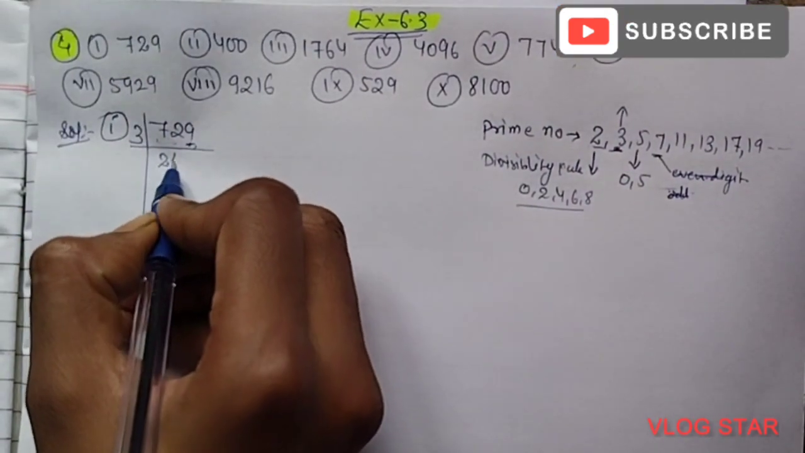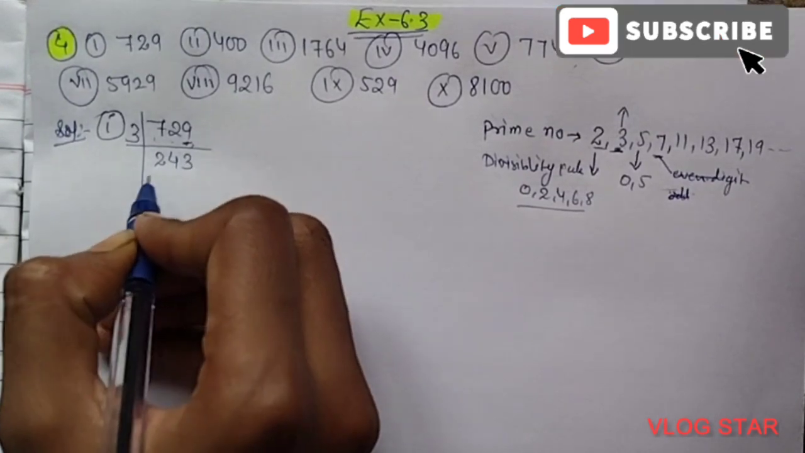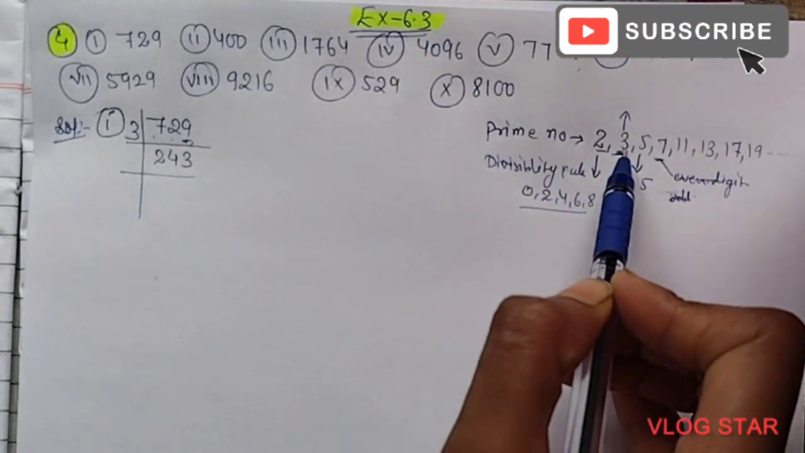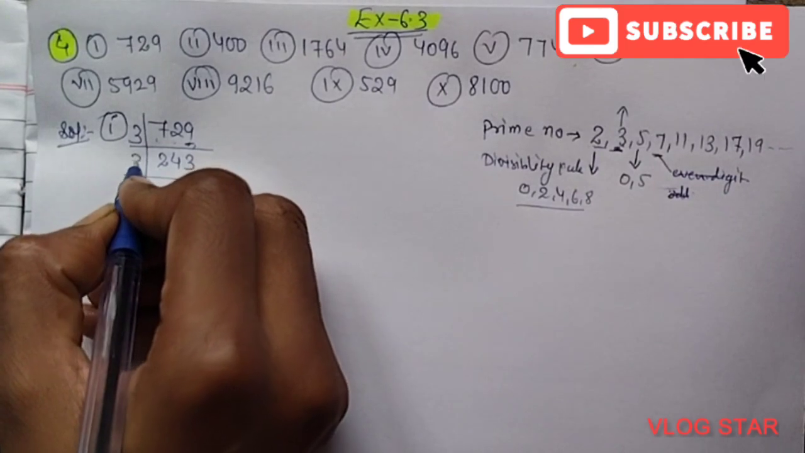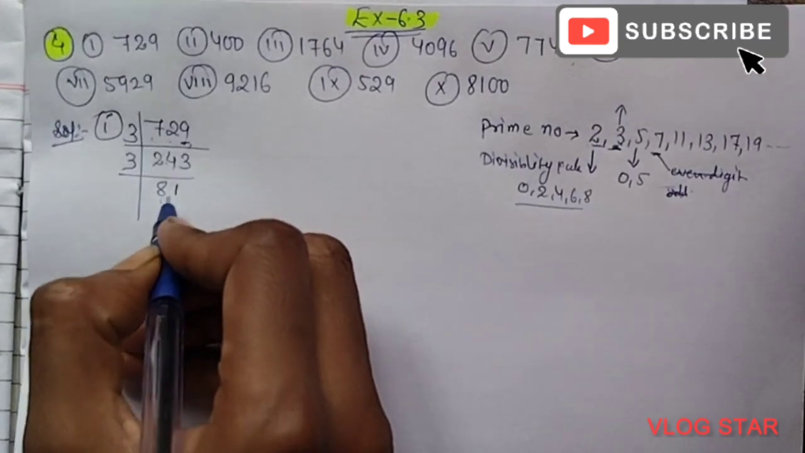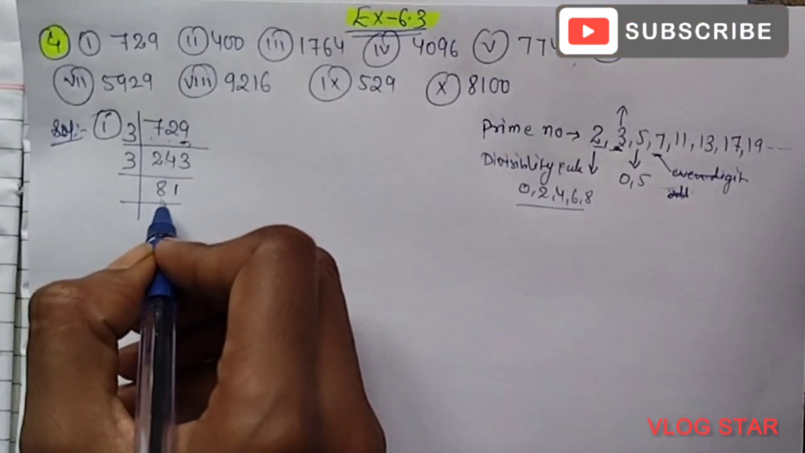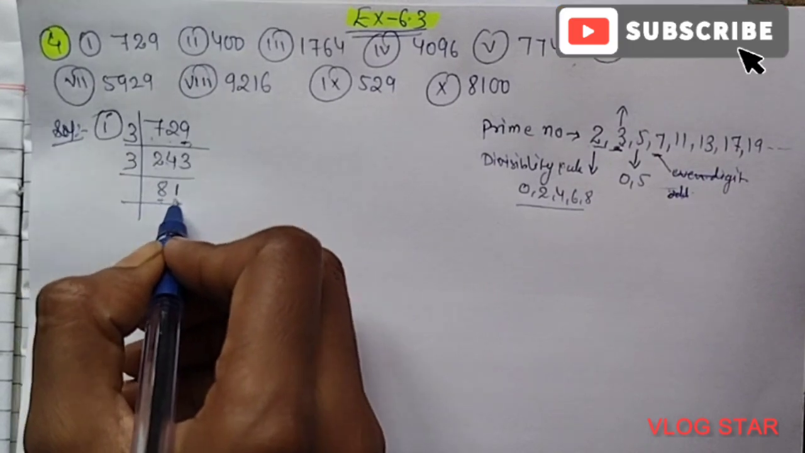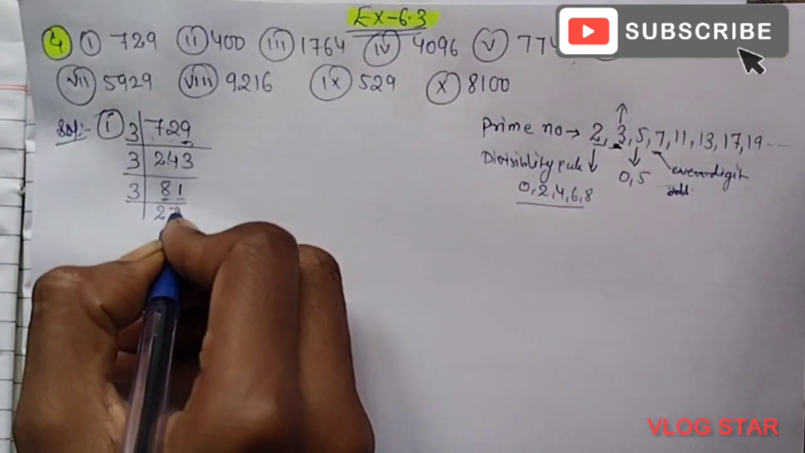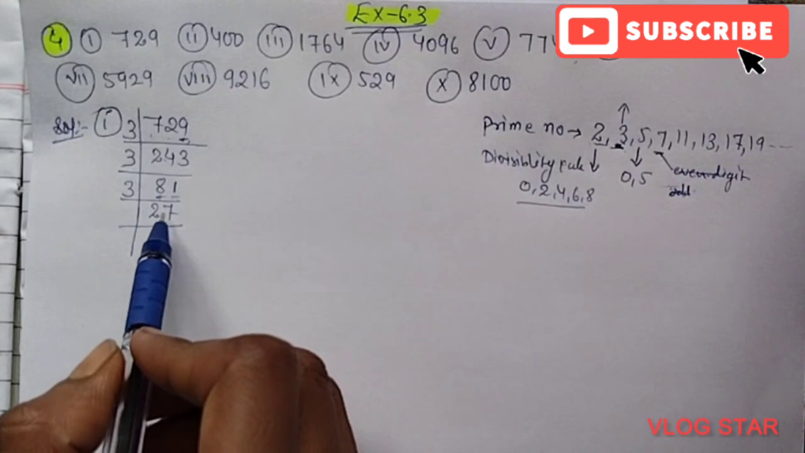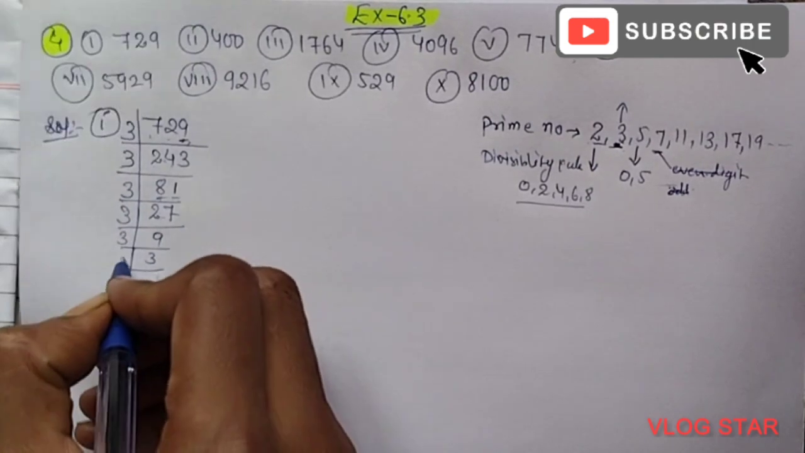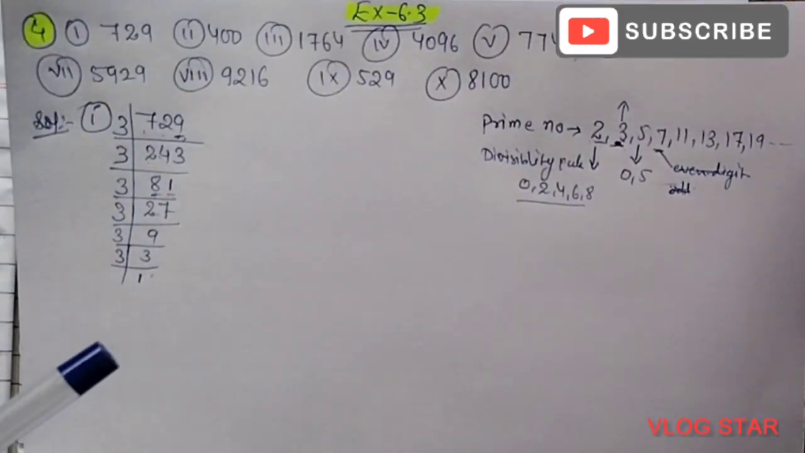Divide by 3: 3 twos are 6, 3 fours are 12, and 3 threes are 9. Again, 243 has digit sum 9, which is divisible by 3, so this number will be divided by 3 again. Again the sum of the digits is 9, so it is divisible by 3, and again and again, by 3 six times in total. At the end you can see there is a 1.